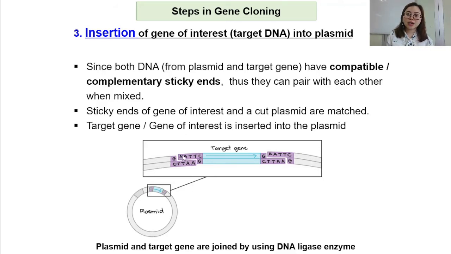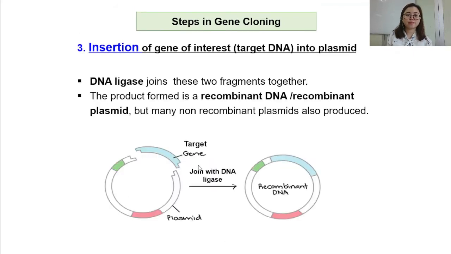And then dia belum terbentuk lagi phosphodiester bond di hujung ini. DNA ligase enzyme ataupun modifying enzyme akan datang untuk kasih sambung di sini, sambung di sini, sambung sini, dan sambung sini. Okay, DNA ligase will join these two fragments together, and the product formed is now called a recombinant DNA or recombinant plasmid. Selepas kita masukkan target gene, kita gam dia menggunakan DNA ligase, benda ini sekarang digelar sebagai recombinant DNA ataupun recombinant plasmid.